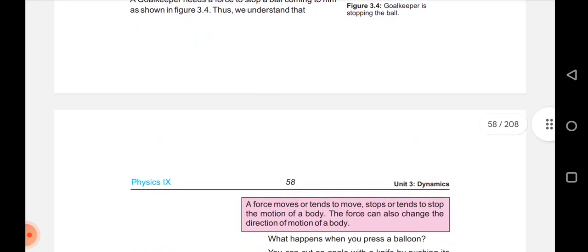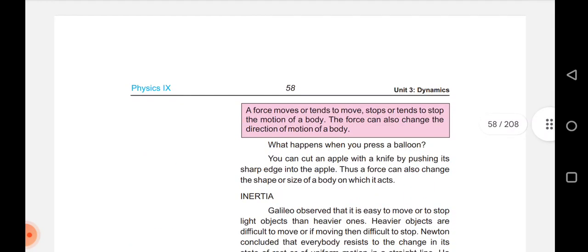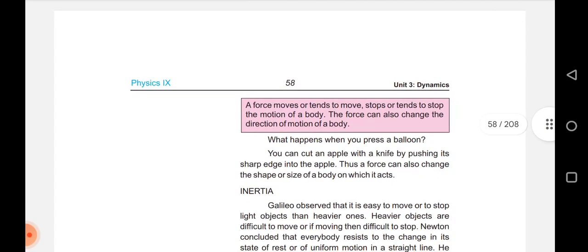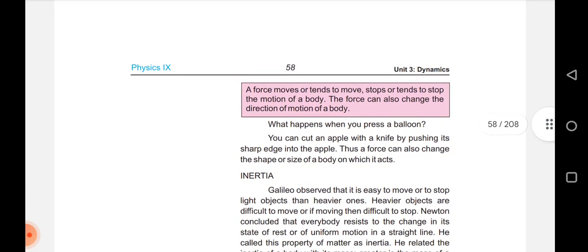Thus we understand that a force moves or tends to move, stops or tends to stop the motion of a body. The force can also change the direction of motion of a body.